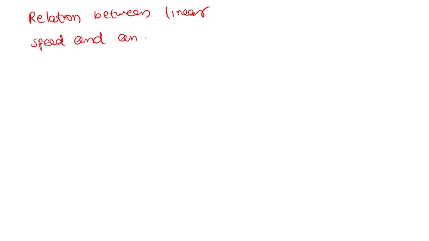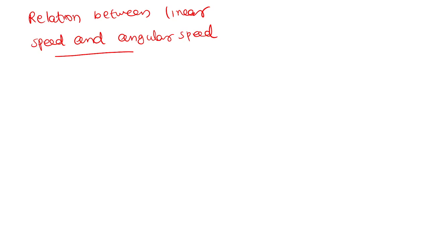V and omega, let me give a heading. One derivation I will discuss right now. The derivation is not difficult, that's why. Relation between linear speed and angular speed. You please write it as a heading. Linear speed means V. I have discussed many times. Linear speed means speed of my bike. Angular speed, speed of the angle.